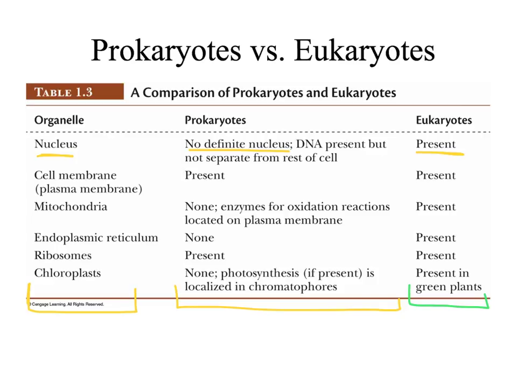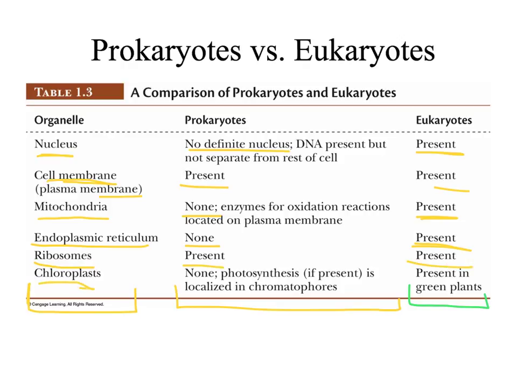When we're looking at cell membranes or plasma membranes, that's going to be present in both prokaryotes and eukaryotes. If we look at the mitochondria, these are membrane-bound organelles. This is going to be present in eukaryotes, but there's no mitochondria in the prokaryotes. Enzymes for oxidation reactions will actually be located on the plasma membrane. Endoplasmic reticulum, again, those organelles are present in eukaryotes, but not present in prokaryotes. Whereas ribosomes will be present in both eukaryotes and prokaryotes.